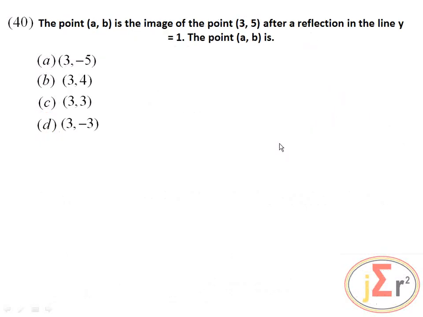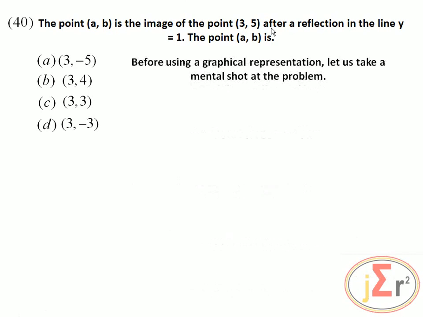The point A, B is the image of the point 3, 5 after a reflection in the line y is equal to -1. So we need to reflect that point, which is this one, in the line y is equal to -1. Before using a graphical representation, let us take a mental shot at the problem. We will not be using the grid as yet. We will see if we can do it in our minds.